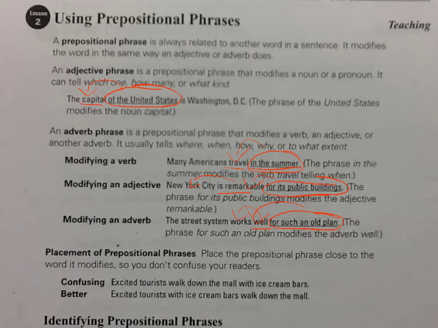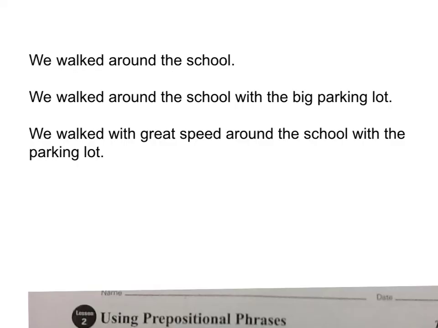I'm going to give you just a few more examples. Alrighty, here are a few examples. We walked around the school. This prepositional phrase, around the school, is modifying the word walked, which is a verb, making it an adverb. So the whole phrase, around the school, is working like an adverb.